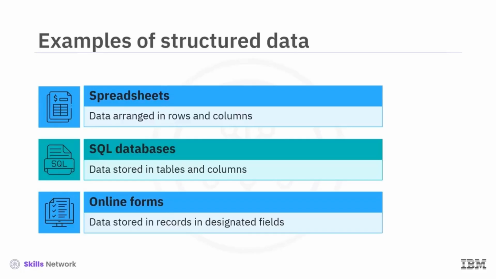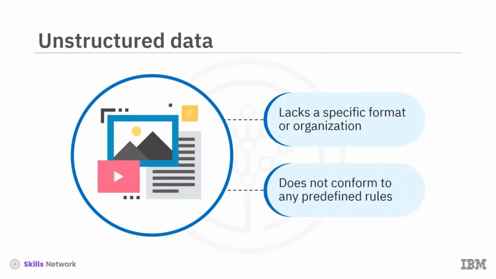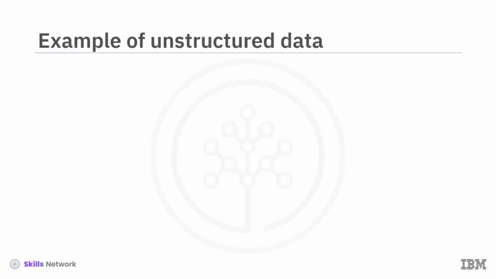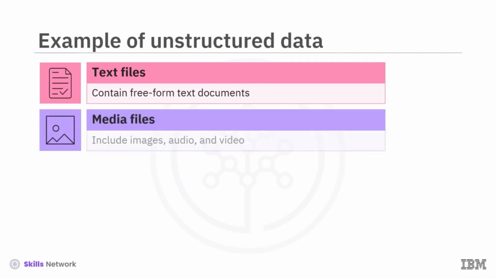In contrast, unstructured data lacks a specific format or organization. It doesn't conform to any predefined rules or sequences, making it challenging to process and analyze using traditional methods. Examples of unstructured data include text files, which contain free-form text documents without a predefined structure. Media files include images, audio, and video.